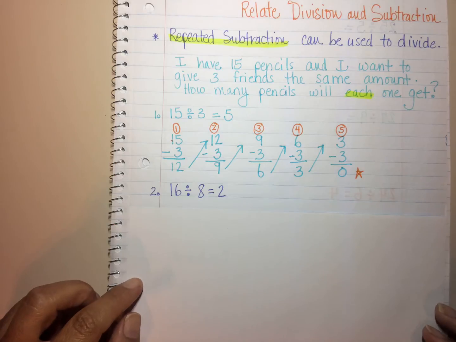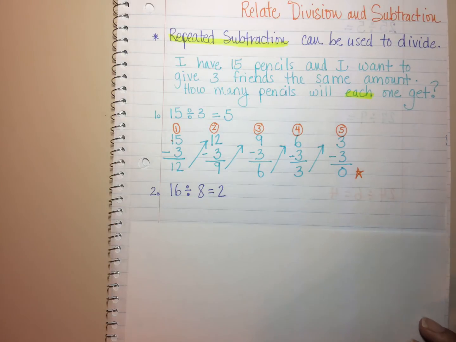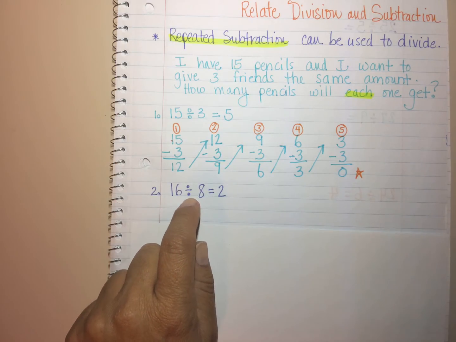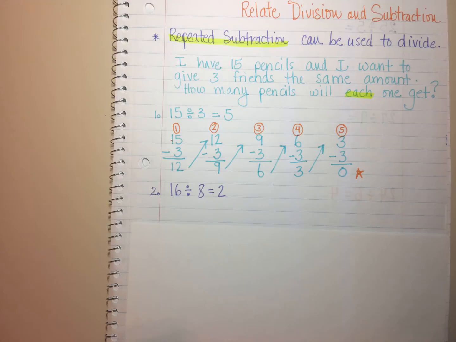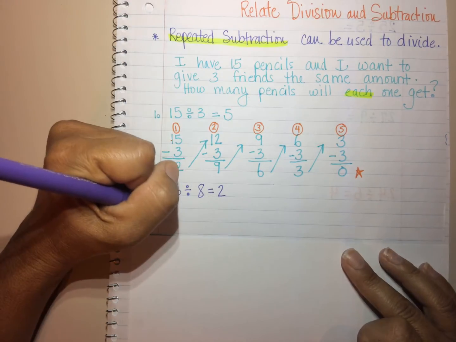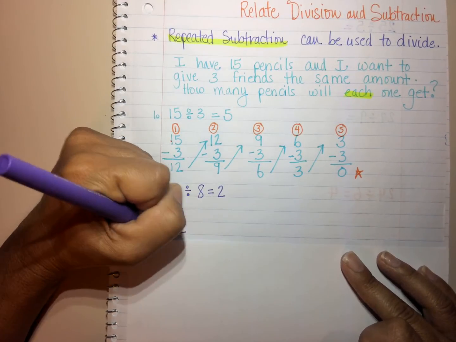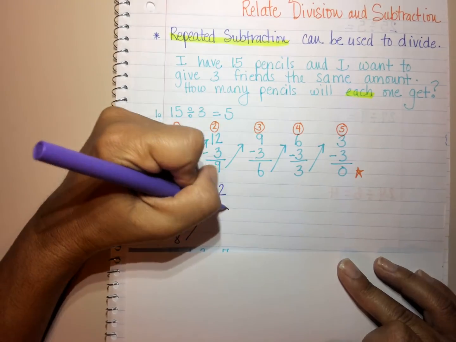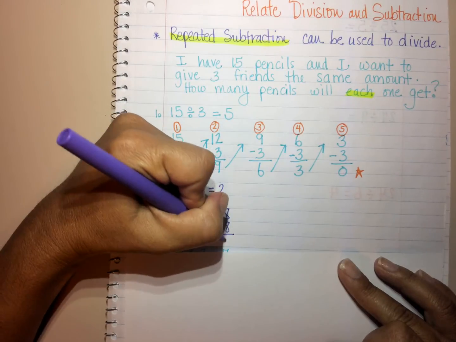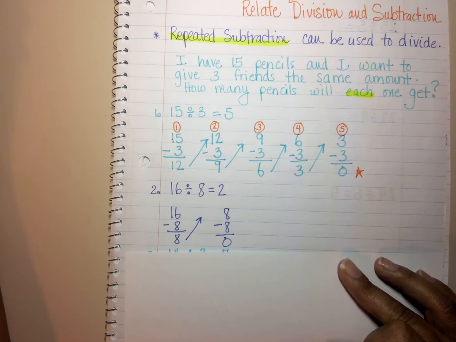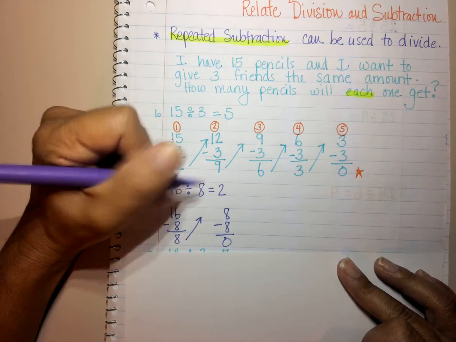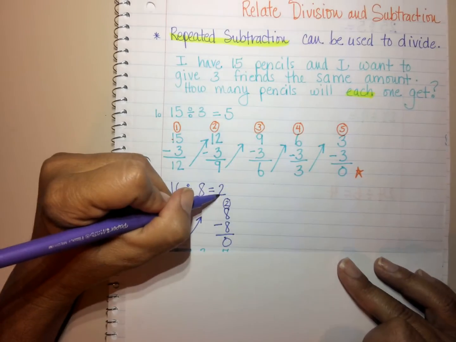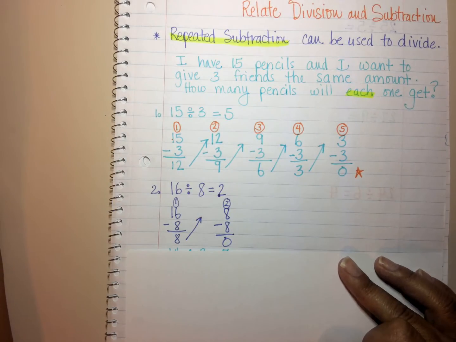Okay, let's practice a little more. Got 16 divided by 8. So remember, your divisor is going to be the number you subtract. You've got 16 minus 8 equals 8. 8 minus 8 equals 0. And we only had to do that 2 times. So 1, 2 times. And that is your quotient.